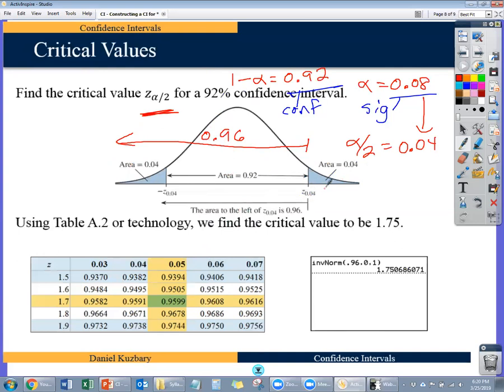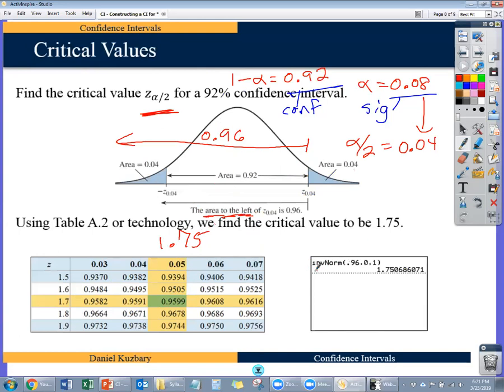Okay, it's a little complicated, I know, but this is the method that we have to use to find these critical values. So I saw my confidence level, I got my significance level, I divided it by 2, which means the area above that value is 0.04. The area below the value, the area to the left, is 0.96. And I need the area to the left in order to use my table or my calculator. You can see on the table at 1.75, you're really, really close to 0.96. So you'll take 1.75 as your value.